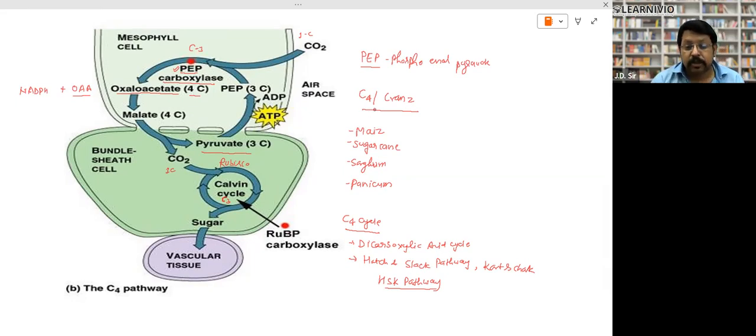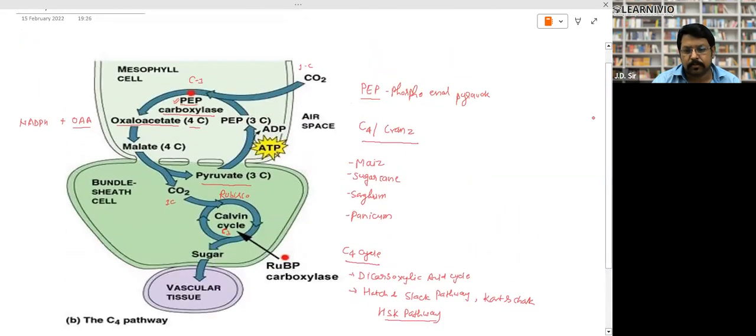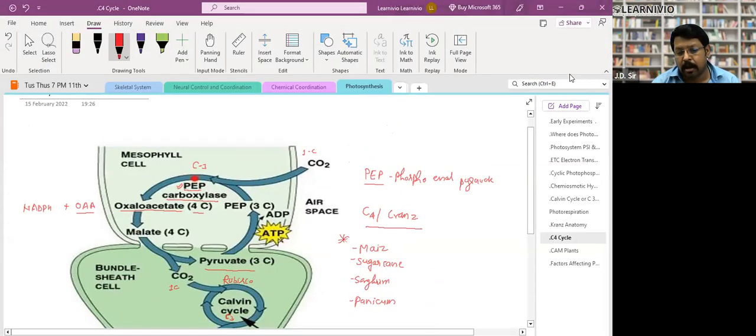Kranz anatomy is found in maize, sugarcane, sorghum, and panicum, right? So remember all 4 examples. All have been asked. That question has been asked, right? First compound, oxaloacetic acid, OAA. The rest of the things we have already discussed. You have to remember all these names: maize, sugarcane, sorghum, and panicum. They all have the Kranz anatomy and the C4 cycle goes on. They are the C4 plants. They are more advanced than C3 plants.